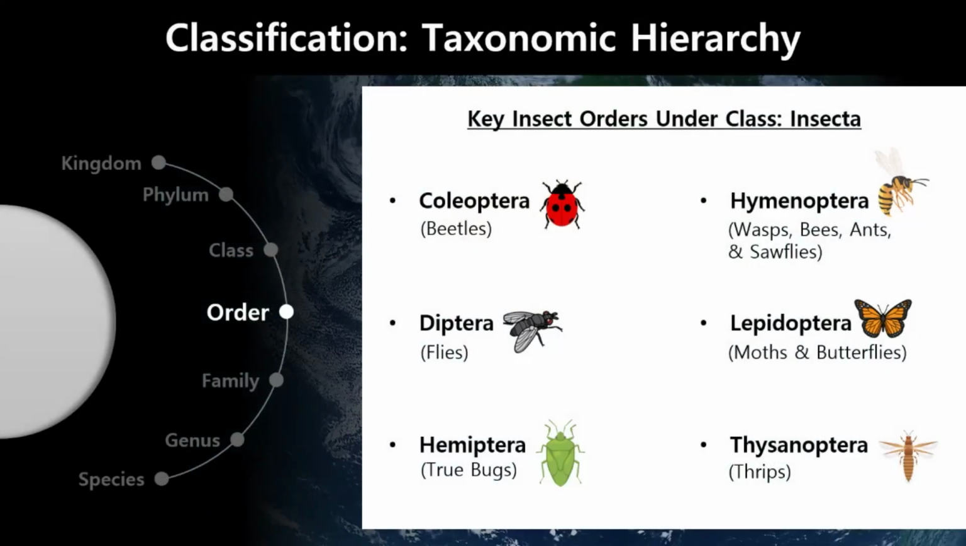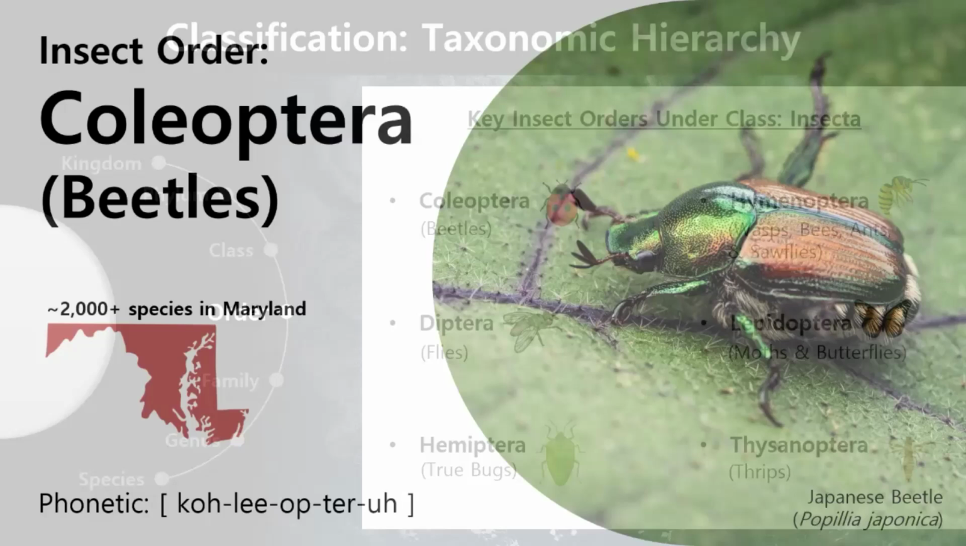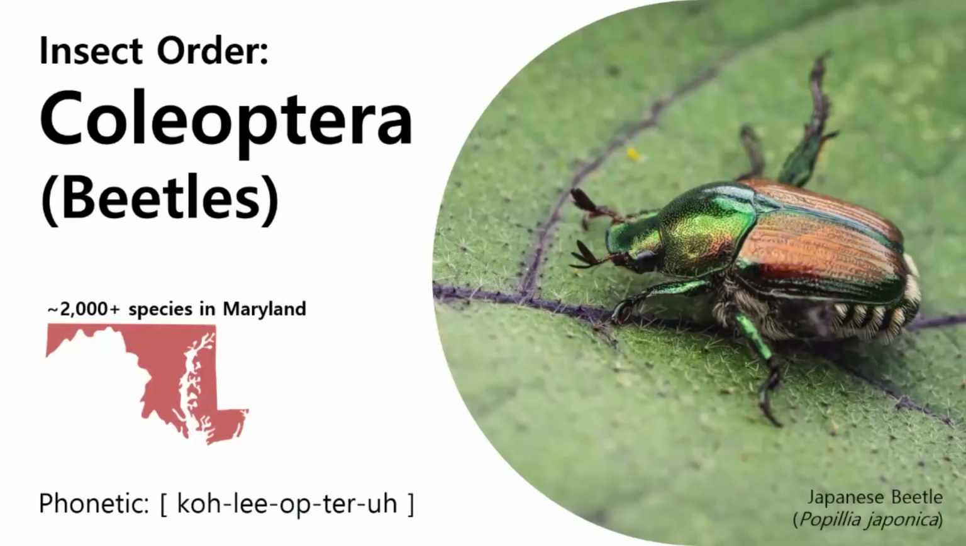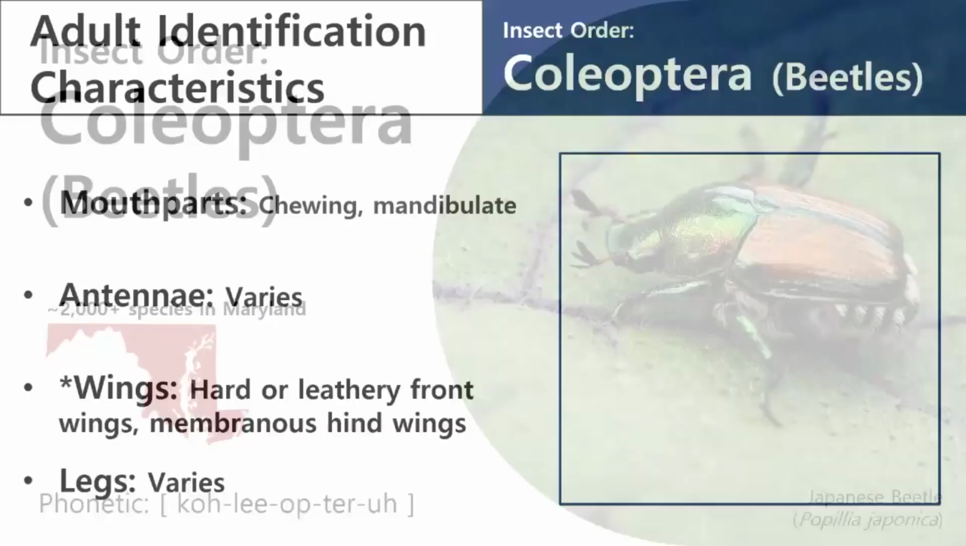So returning to our different taxonomic hierarchy levels, we're going to be talking about our different orders. There are more insect orders than these 6 we see here, but these are some key and common ones we're going to delve into today, learning about identifying them. So our first order is called Coleoptera, and this is commonly referred to as our beetles.